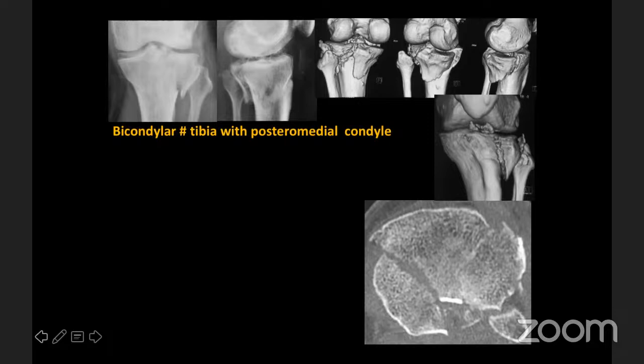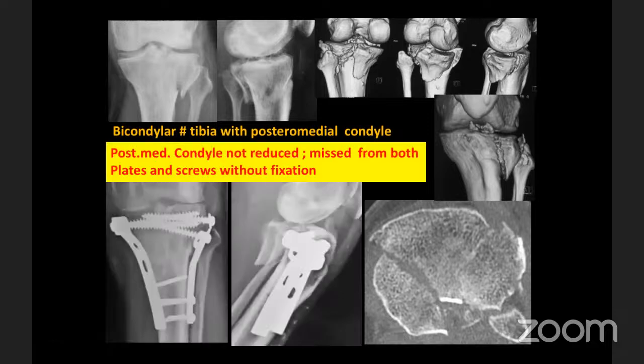Here, let us see what the surgeon has done. He did an anteromedial plate, both anteromedial and anterolateral plate. He did not understand that this medial condyle needs a posterior plate. So this is what happened. Everything is subluxed. You can see the whole femur is with this.